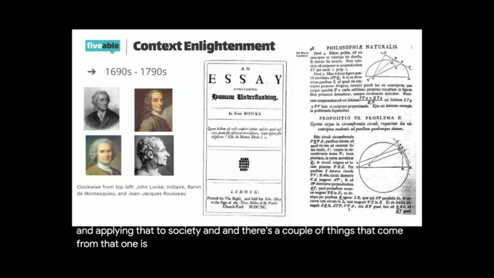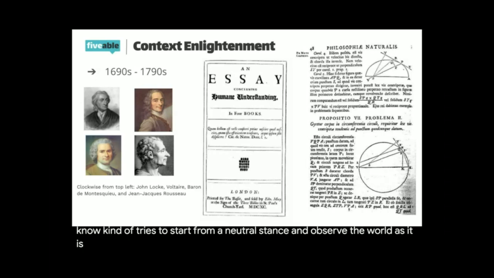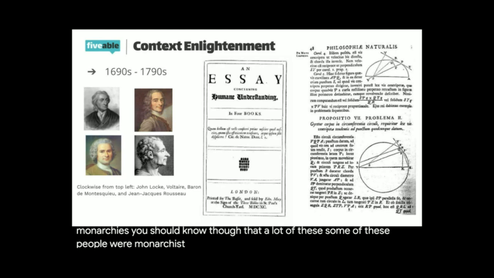One is the questioning of basic assumptions. So good science kind of tries to start from a neutral stance and observe the world as it is. And so this way of thinking would challenge existing traditions like monarchies. You should know, though, that some of these people were monarchists. So it's not like anti-monarchy. It just kind of opens up that distinction.